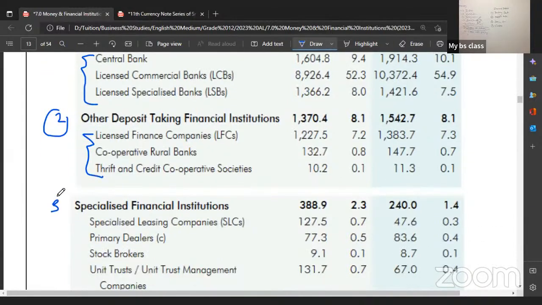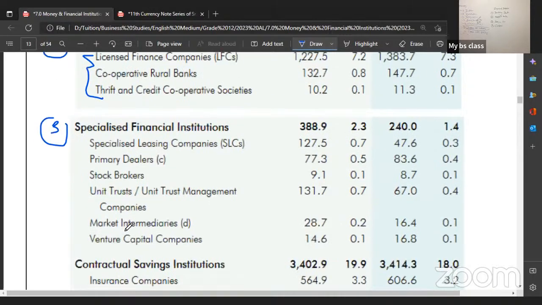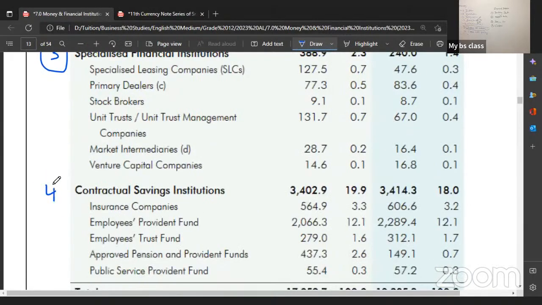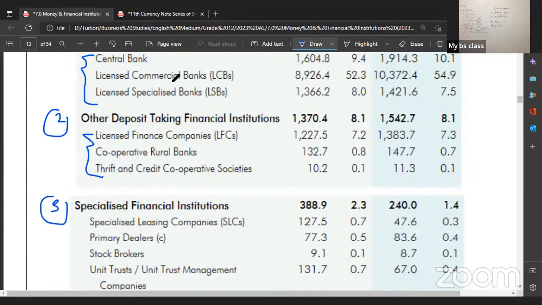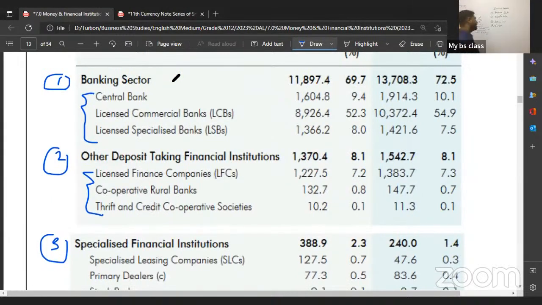And number three, specialized financial institutions. And number four, we'll be talking about contractual savings institutions, in that order. We won't discuss all of these in great depth, but I'm putting star marks: the central bank, licensed commercial banks we will discuss in detail. For the other financial institutions we will only give an intro. So that's about it, and we'll start from the next session.